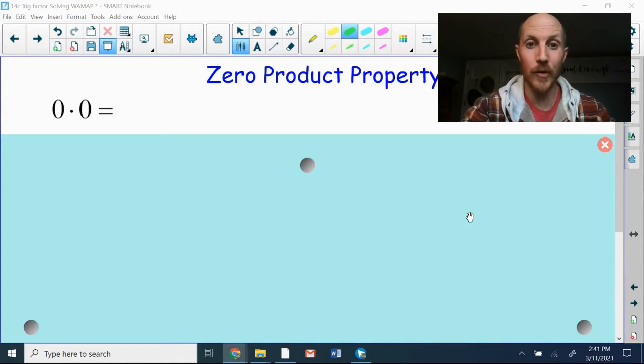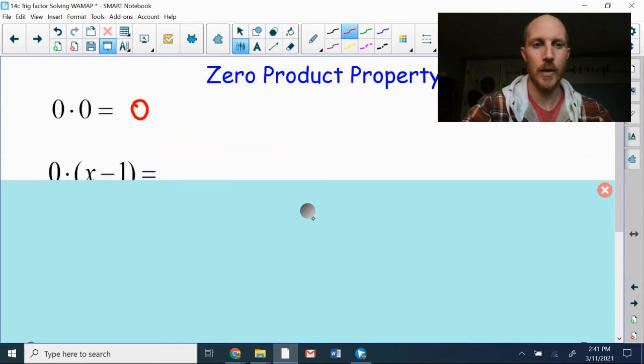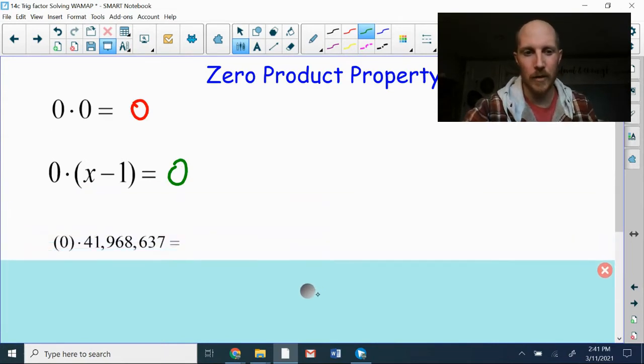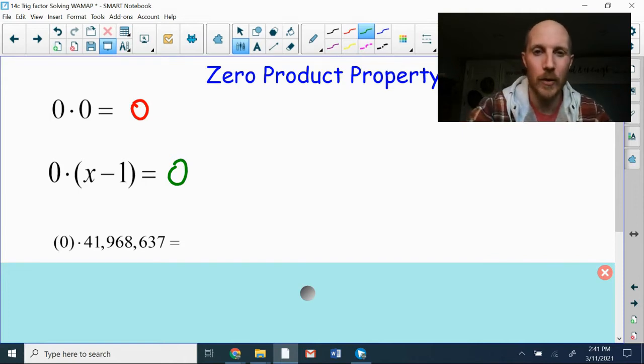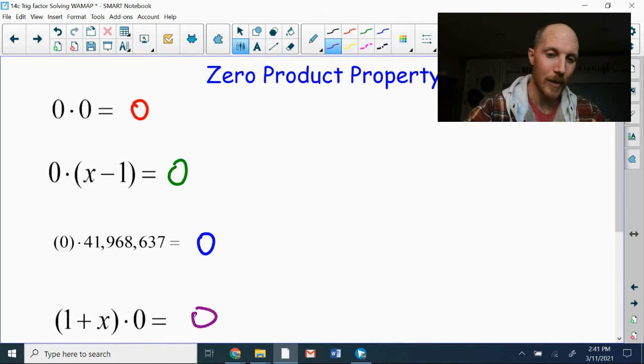Quick, what's 0 times 0? Nice job. Yeah, that equals 0. How about 0 multiplied by the quantity x minus 1? Nice. Also 0. All right, here's a hard one. 0 times 41,968,637. Yeah, I thought I would catch you on that one. It's such a big number. You could use your fingers and stuff, but 0. And lastly, the quantity 1 plus x times z. Also 0. Man, I can't catch you with anything.